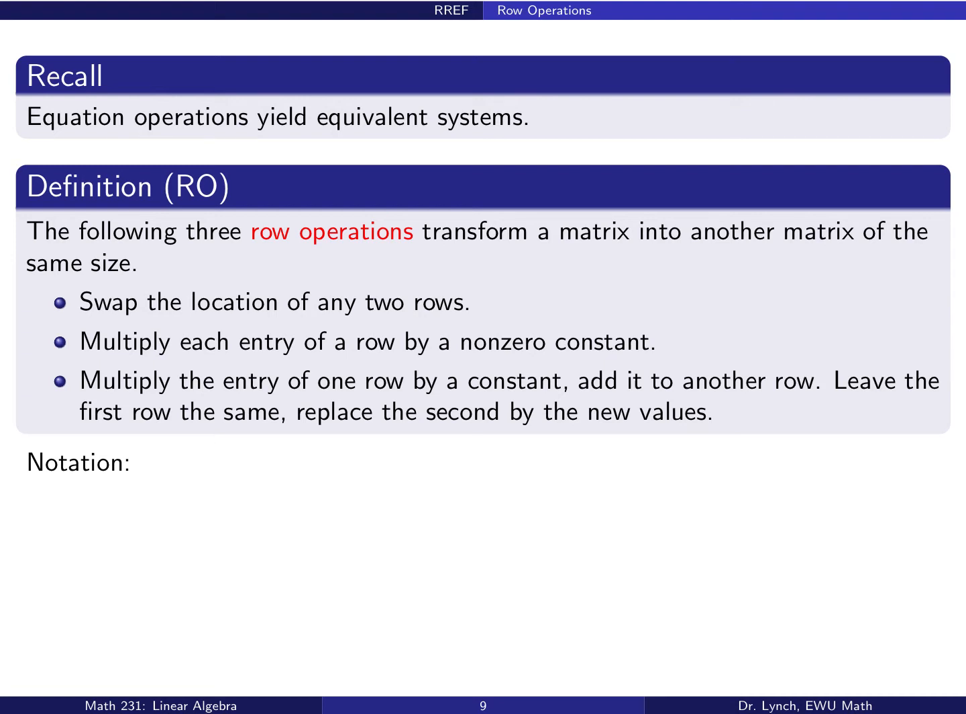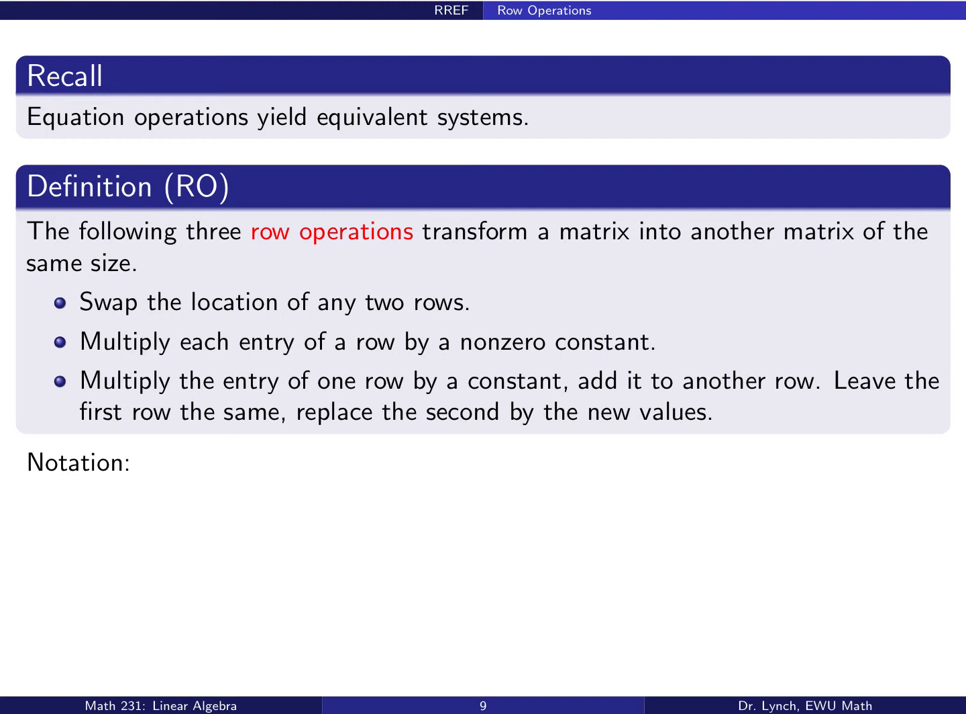The first row operation is to swap the location of any 2 rows. The second row operation is to multiply each entry of a row by a non-zero constant. And the third row operation is to multiply the entries of one row by a constant, add it to another row, leave the first row the same, and replace the second by the new values. So it's good to use some consistent notation here.